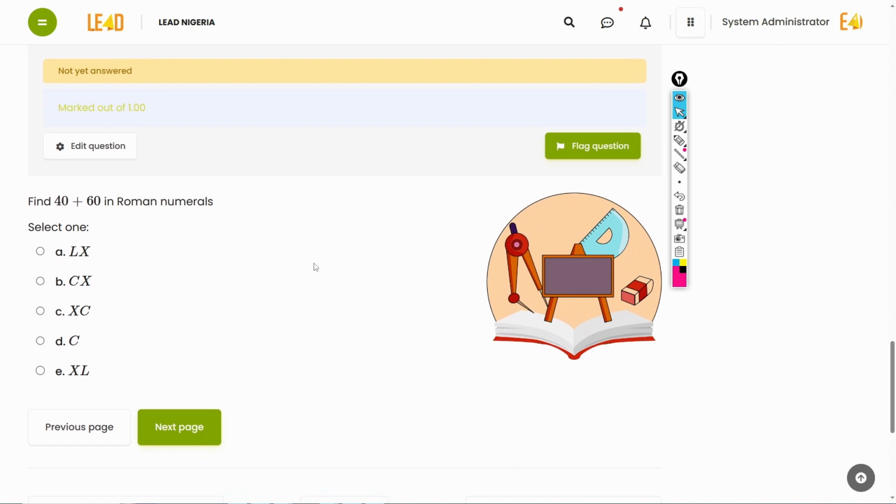Question 40. Find 40 plus 6 in Roman numerals. 40 plus 60 rather. So 40 plus 60 gives us 100, which is simply C.